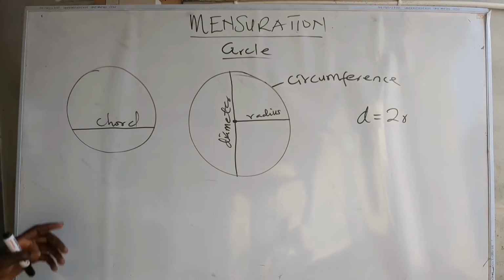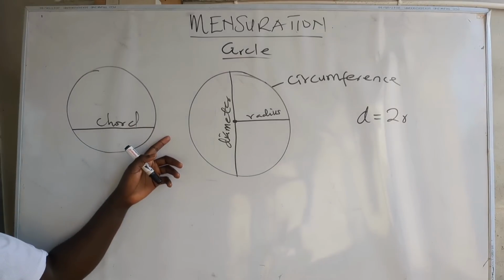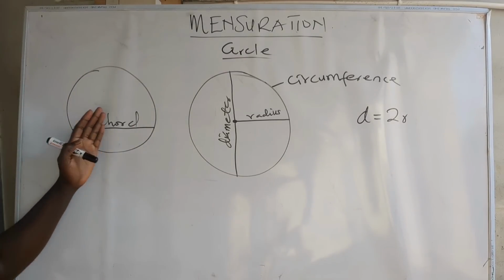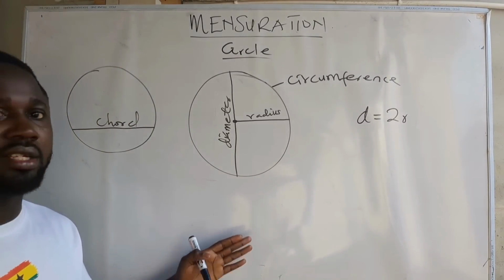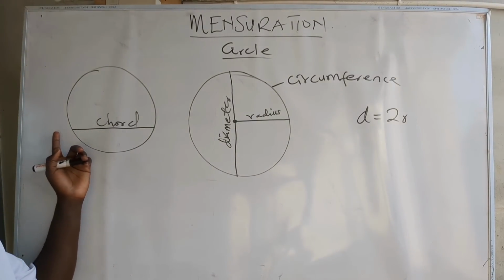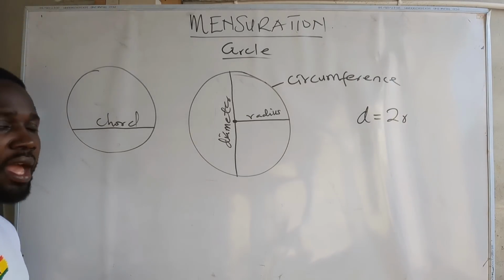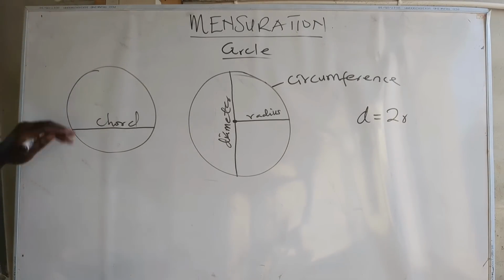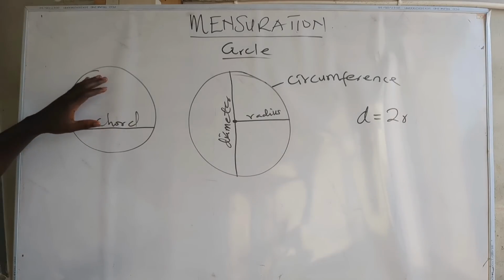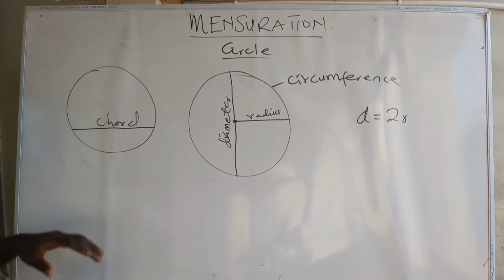So from one end of the circumference of the circle to the other end is the chord. If it passes through the center, it becomes the diameter. So the chord is a straight line from one end of the circumference to the other end. We have our chord here. And you realize that the chord has divided this particular circle into 2, but not 2 equal parts. So we have what we call a segment.